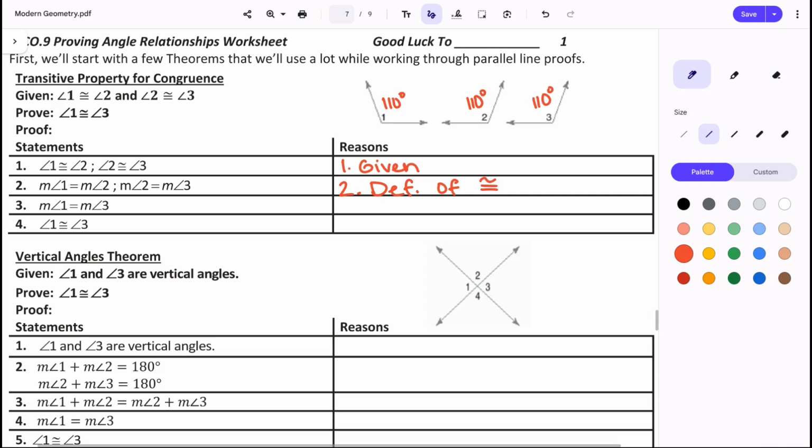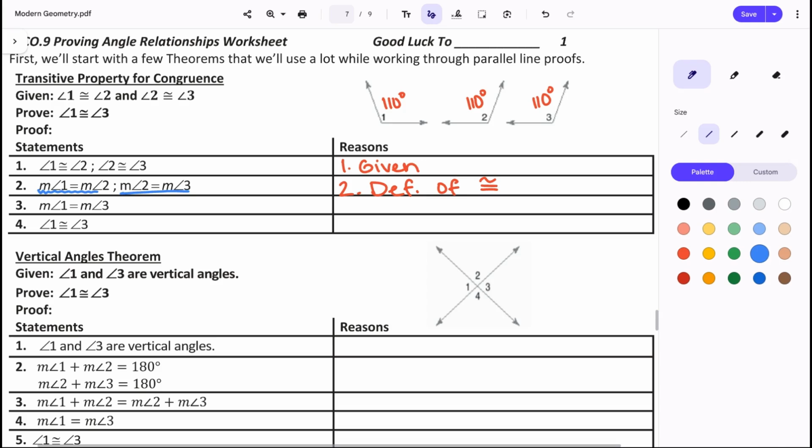So looking at number 2, they're saying that the measure of angle 1 is equal to the measure of angle 2. The measure of angle 2 is equal to the measure of angle 3. They're all 110 degrees. What do both of those statements have in common? So what does this half have in common with this half? They're the same as the measure of angle 2. Okay, this is back to the dogs here.